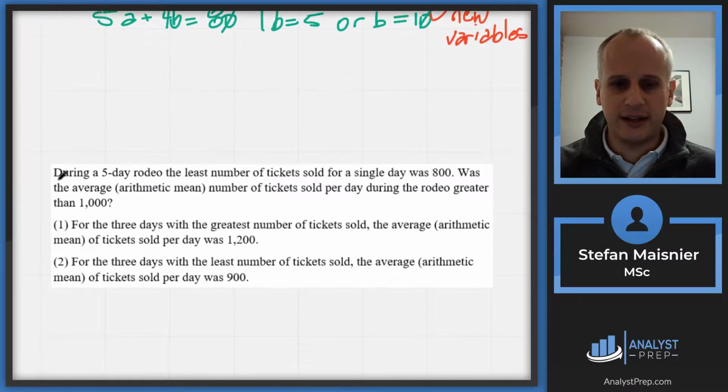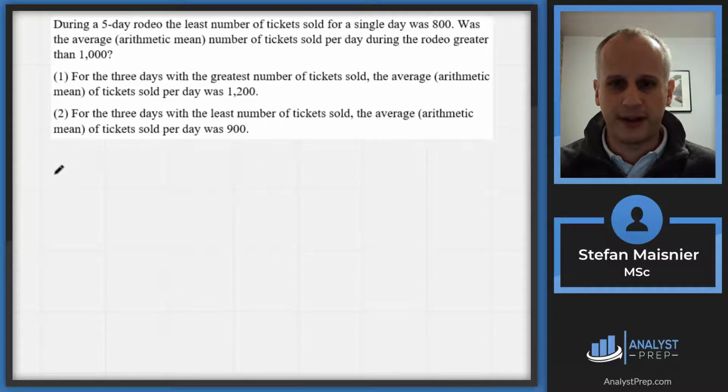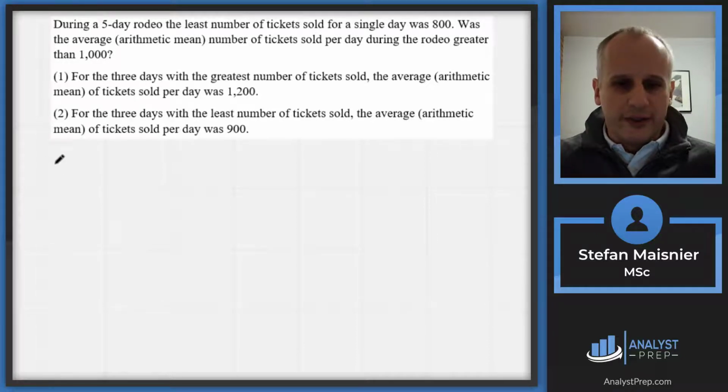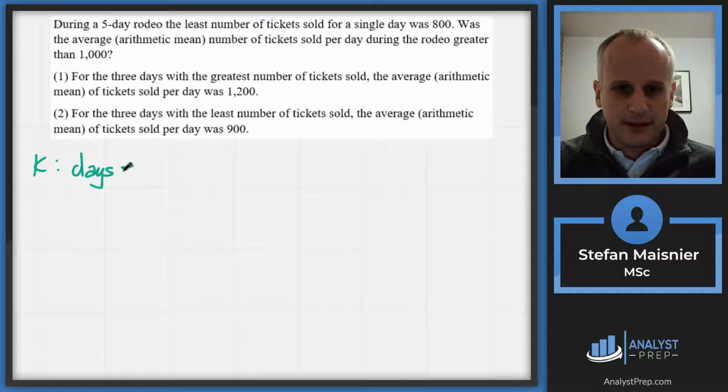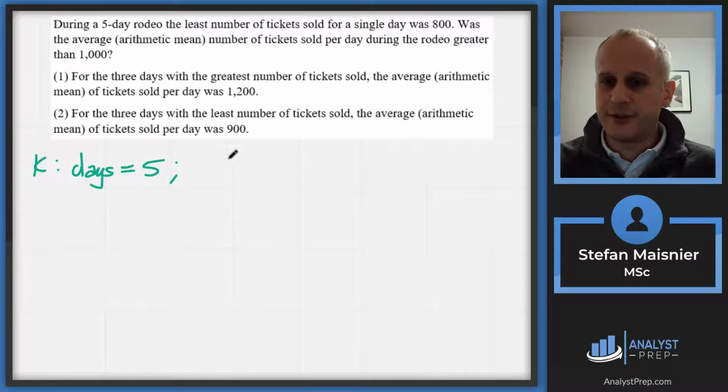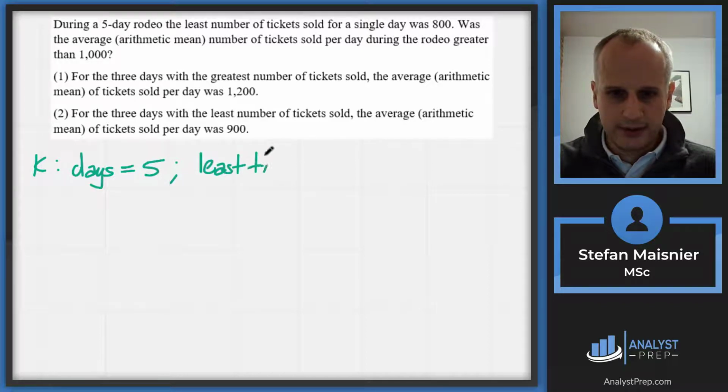Let's go ahead and take a look at another word problem data sufficiency, this time a yes-no. So we have another scenario, and once again, we'll start with what we know. To start, we've got during a 5-day rodeo, so we'll just say days is equal to 5. We find out that the least number of tickets sold for a single day was 800. So least ticks, meaning tickets, of a day is equal to 800.